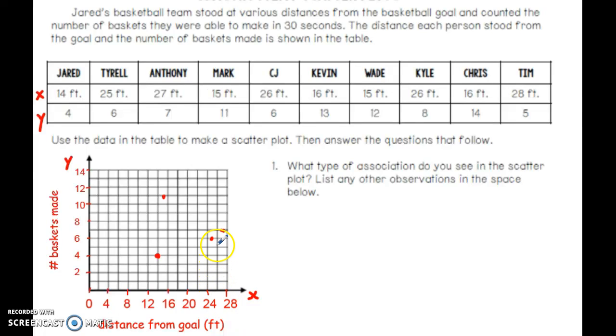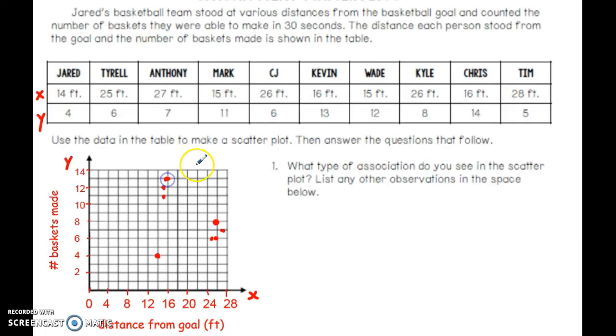26 feet away, we have 6 baskets. Kevin, we have 16 feet away and 13. Wade, we have 15 feet away with 12. Kyle, we have 26 feet away with 8 baskets. We have quite a few data points together over here. We'll talk about that in a little bit. Let's see, we're up to Chris, who is 16, 14.